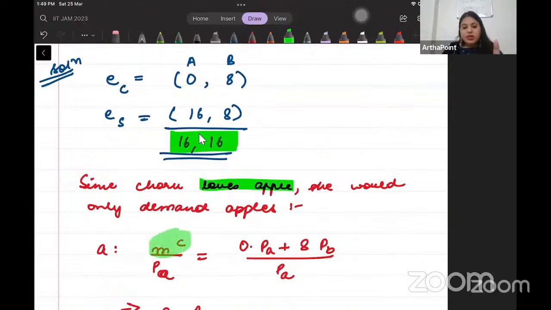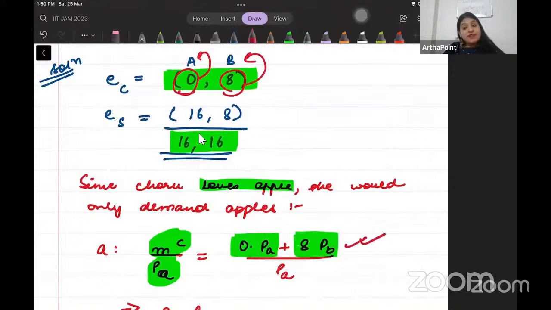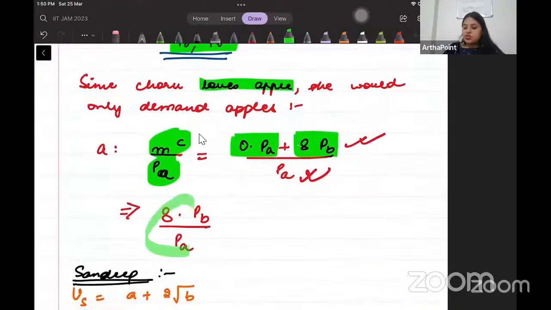Her income divided by the price of the apples. What is her income? She can earn income only from her endowment. This is her endowment bundle. So 0 into PA plus 8 into PB. This is her income, right? 0 into PA plus 8 into PB. This is her income divided by the price of apples. So the number of apples that she can consume is 8 PB upon PA.